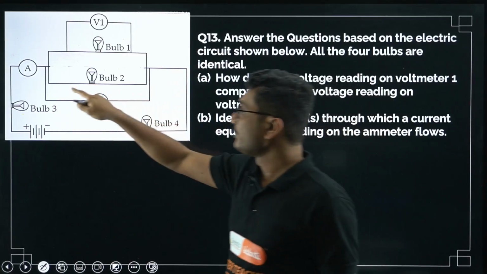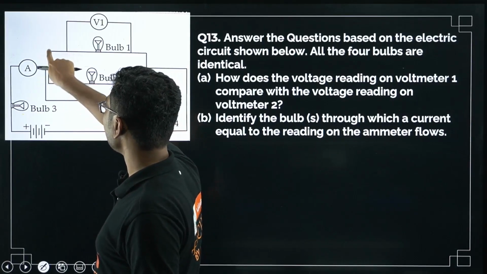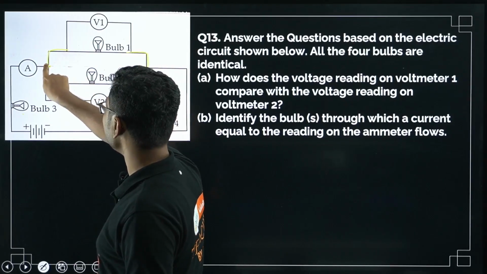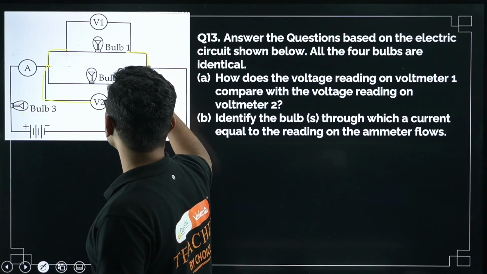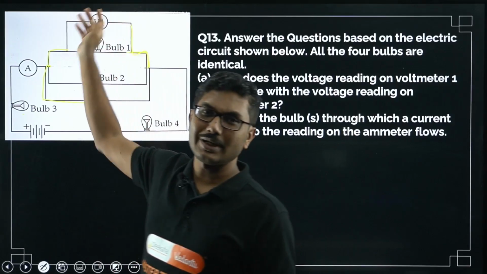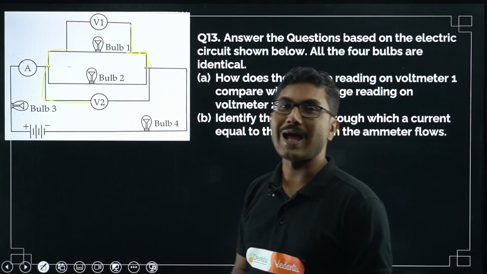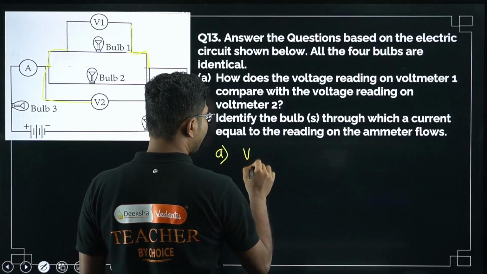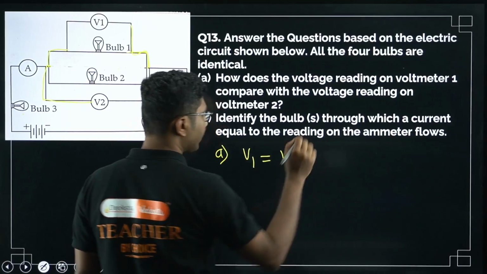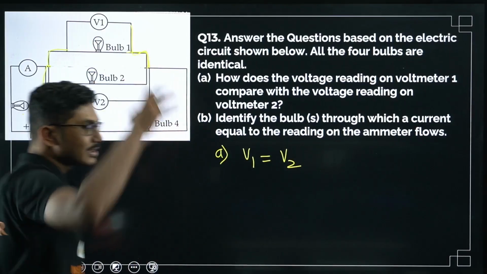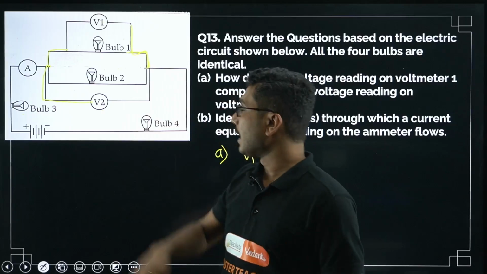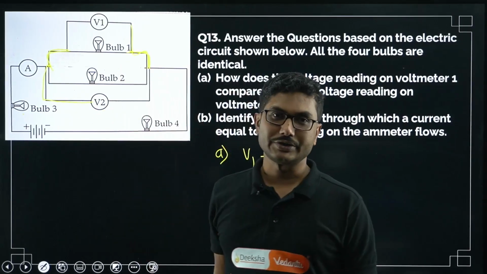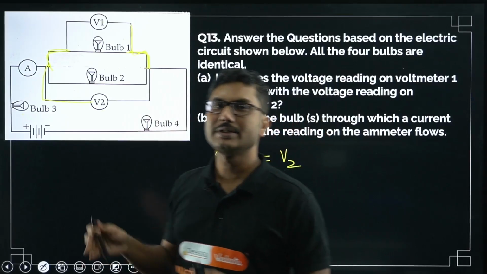No. If you see these points, from here to here they are connected by a connecting wire. So this voltmeter is also connected here, and this voltmeter is also connected here, but only from the other side. So both voltmeters will have the same reading, V1 equals V2, because they are connected across the same thing. You can ignore the straight wires because they have no resistance. Straight wires you can always ignore.